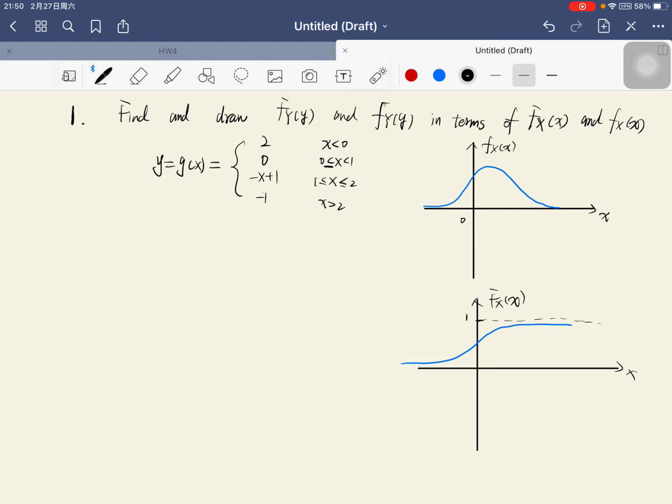In this question, y equals g(x), which is equal to 2 when x is below 0, equal to 0 when x is from 0 to 1, equal to -x plus 1 when x is from 1 to 2, and equal to -1 when x is over 2.